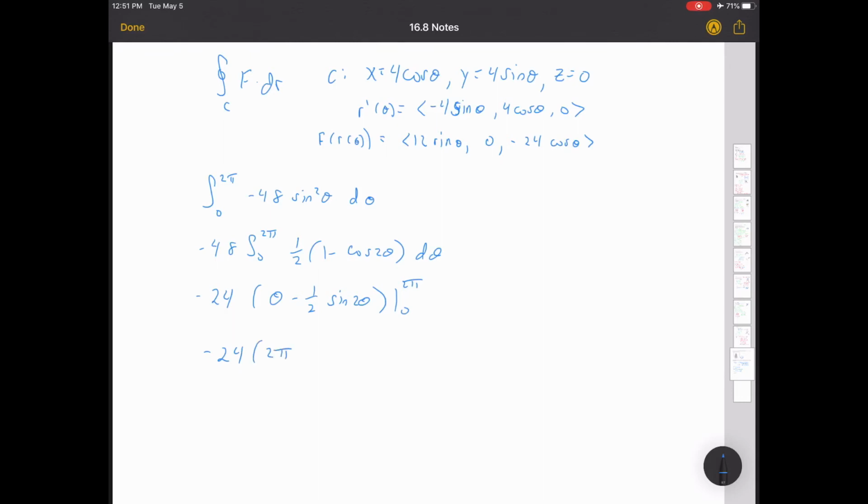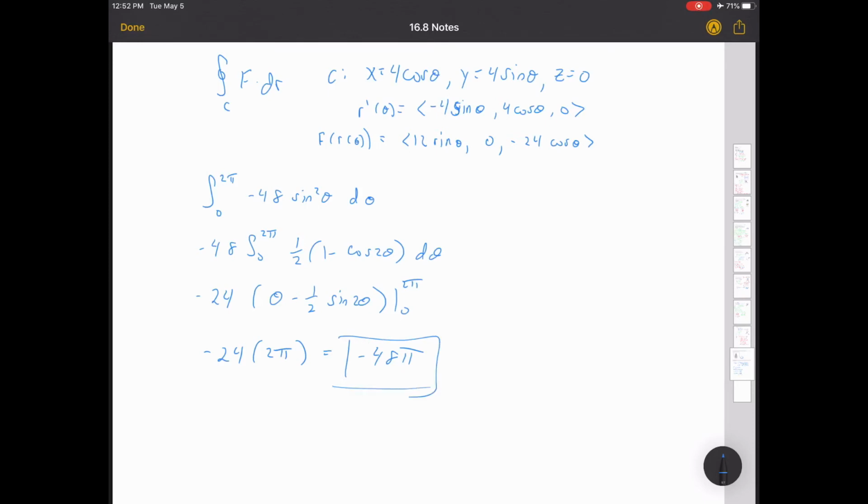We get 2 pi. We've done this kind of thing several times. Just make sure you keep checking, because sometimes things change. You plug 2 pi into the sine, and you're going to get sine of 4 pi, which is 0. Plugging 0 into all the thetas also gives you 0. So we get negative 24 times 2 pi, which is negative 48 pi.